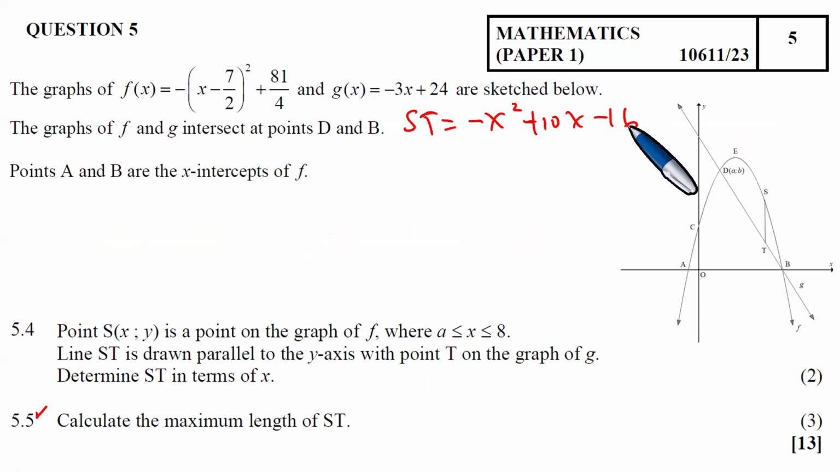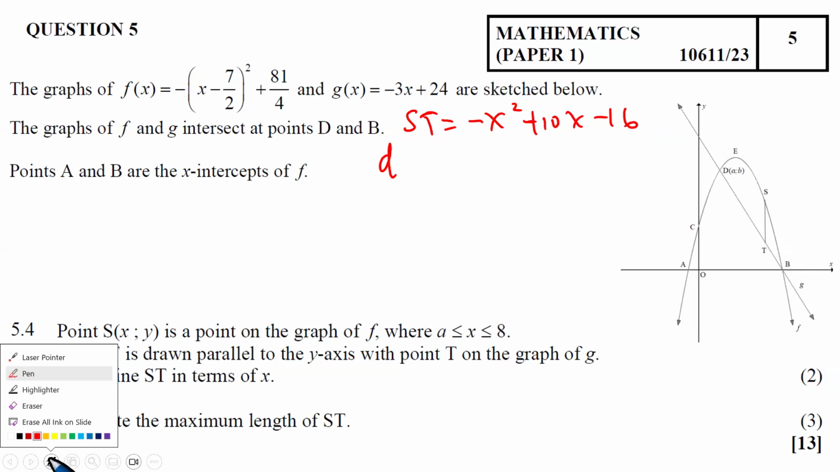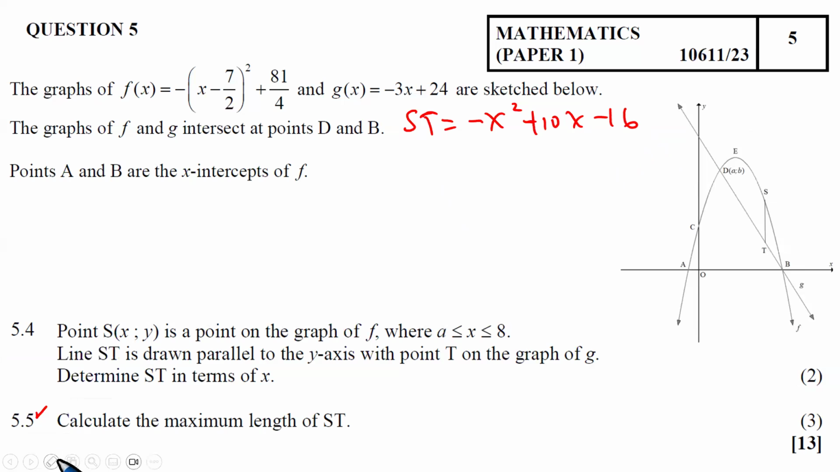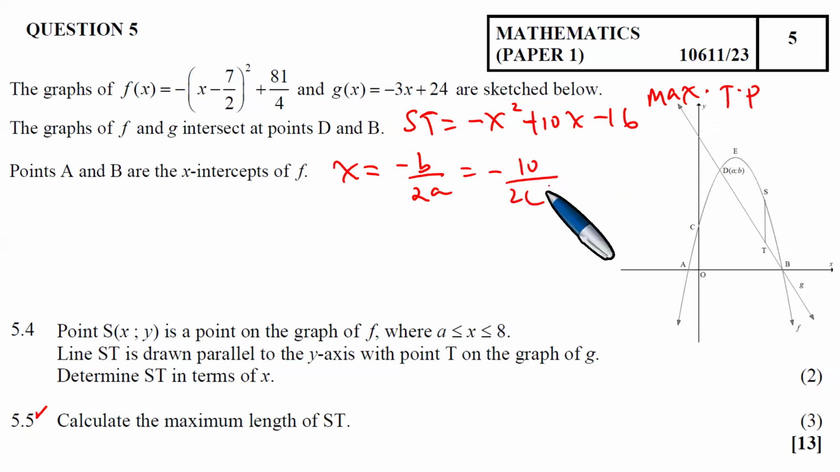How do you find the maximum length? To find the maximum length, you find the derivative. Or you can do it like this. You can find the line of symmetry, like you said, Nombuso, minus b over 2a, which is going to be the turning point, and the graph has a negative here, which means it's going to have a maximum turning point. Minus, what is the b? It's 10. 2a is negative 1, which is minus 10 over minus 2, giving us x equal to 5.